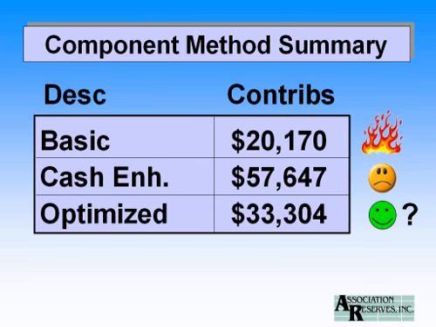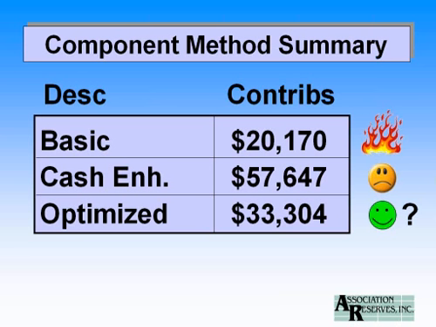As you can see, the basic method results in the lowest reserve contribution rate, but it causes, as you saw, the reserve fund to run out of money, or in our terms, it crashes and burns. The cash-enhanced method solves the running out of money problem, but it creates its own problem by way of high reserve contributions that no one wants to implement. It's almost 3 times what was computed in the basic method.